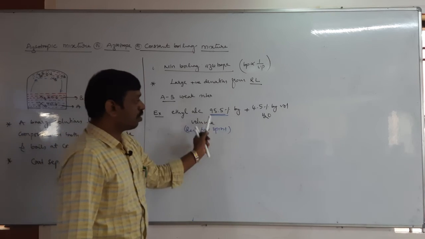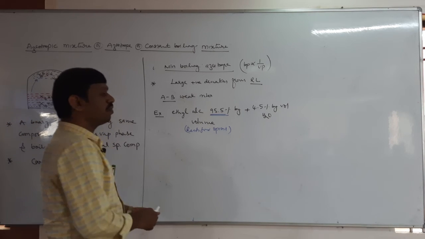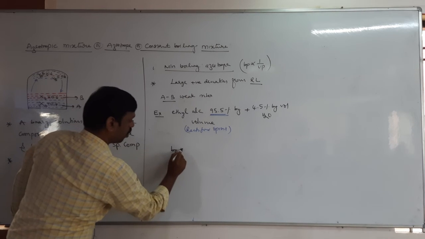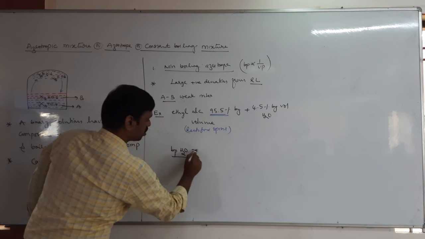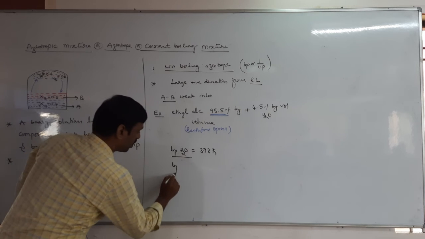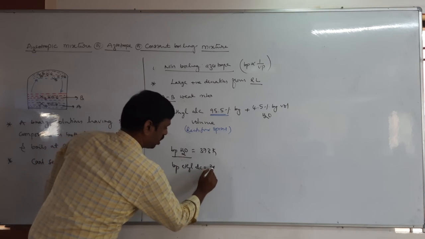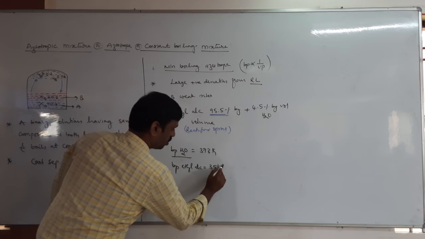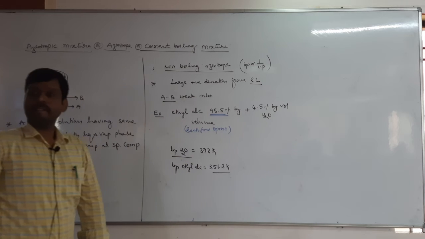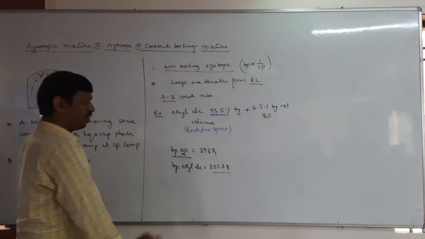This particular composition is a minimum boiling azeotrope. Why is it called a minimum boiling azeotrope? You need to understand the boiling point of water. We all know that the boiling point of pure water is 373 Kelvin. Then what is the boiling point of ethyl alcohol? It is 351.3 Kelvin. Some books give 351.3 Kelvin, the boiling point of ethyl alcohol.